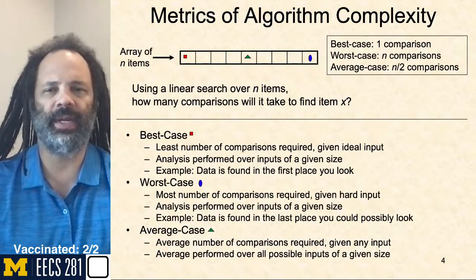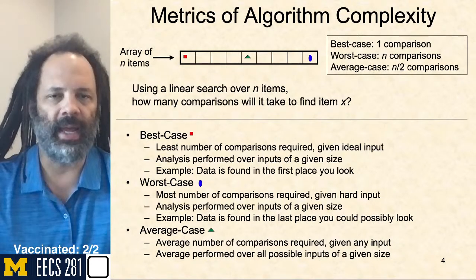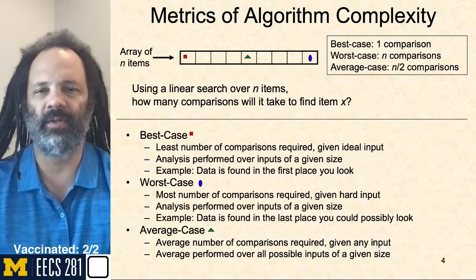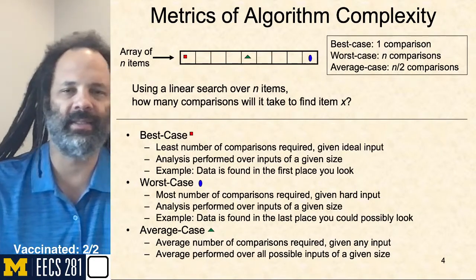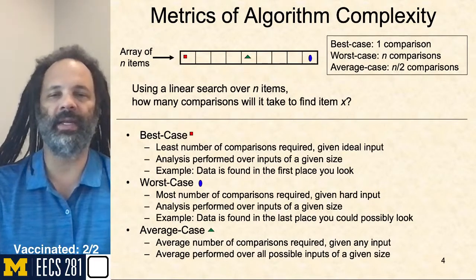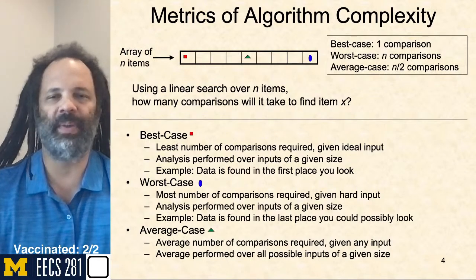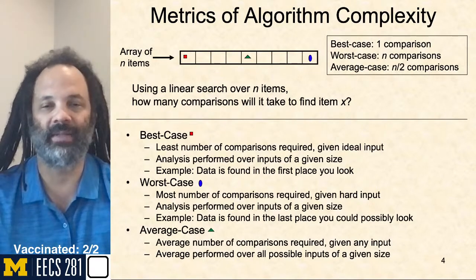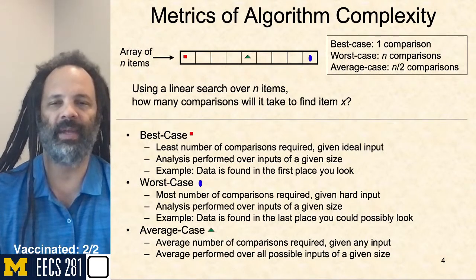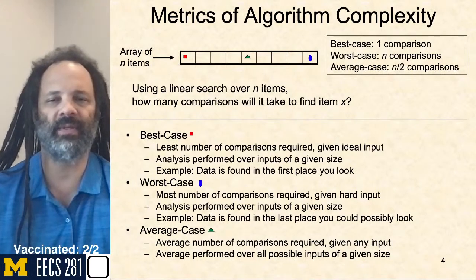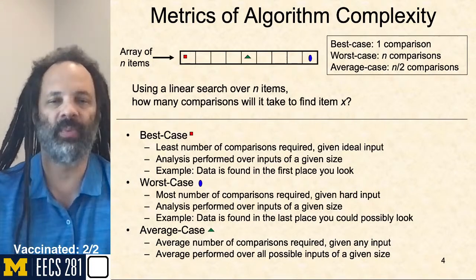So we'll look at some metrics here. Here is an array. We'll call this an array of n items. You see there's a red square in the first slot, there's a blue oval in the last slot, and right there in the middle is a green triangle. If we're going to use a linear search, that's kind of the basic thing that we can do, is like just look at all of the things. If we process all of the things, we're going to be doing something linear here. So if we use a linear search over n items, trying to see how many comparisons it's going to take to find some particular item.